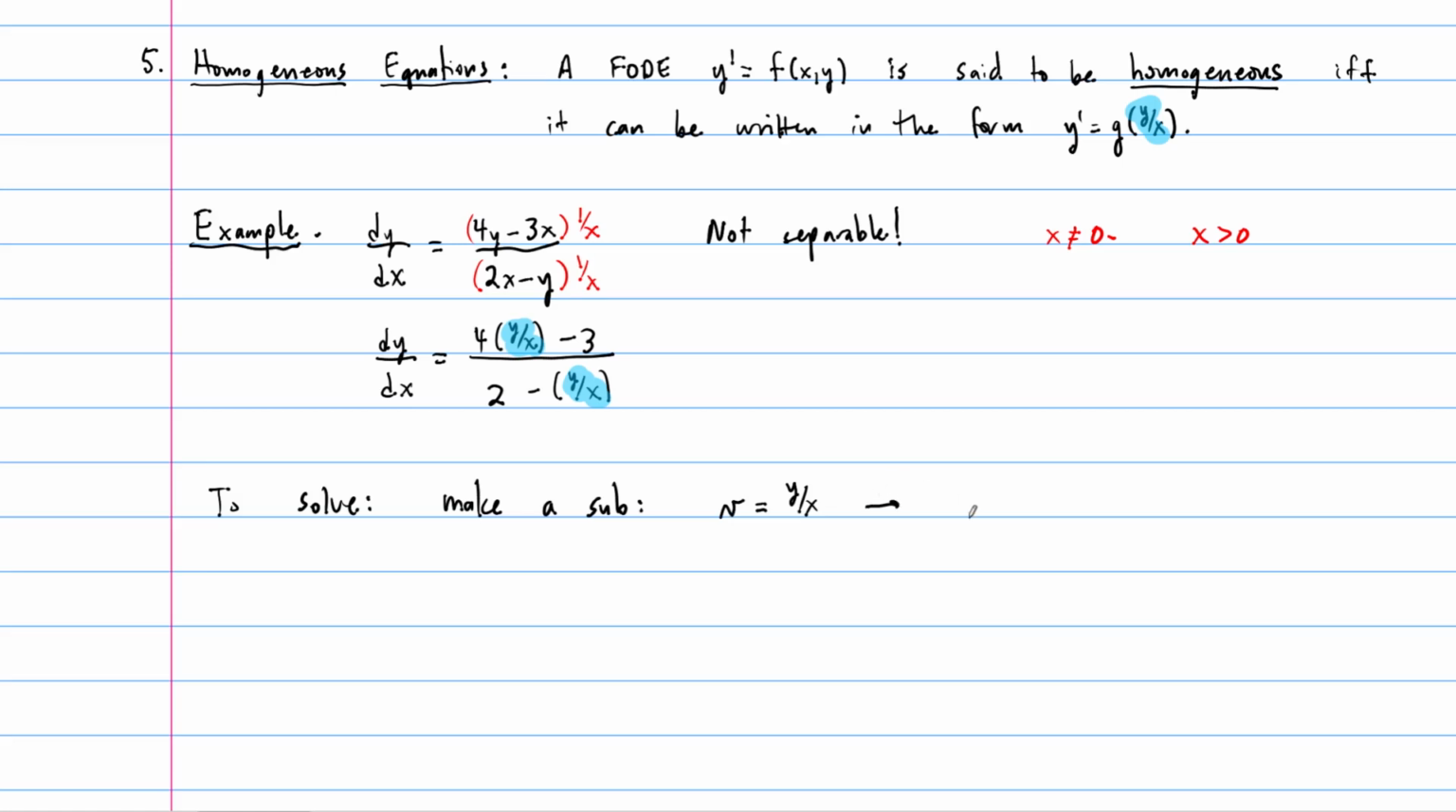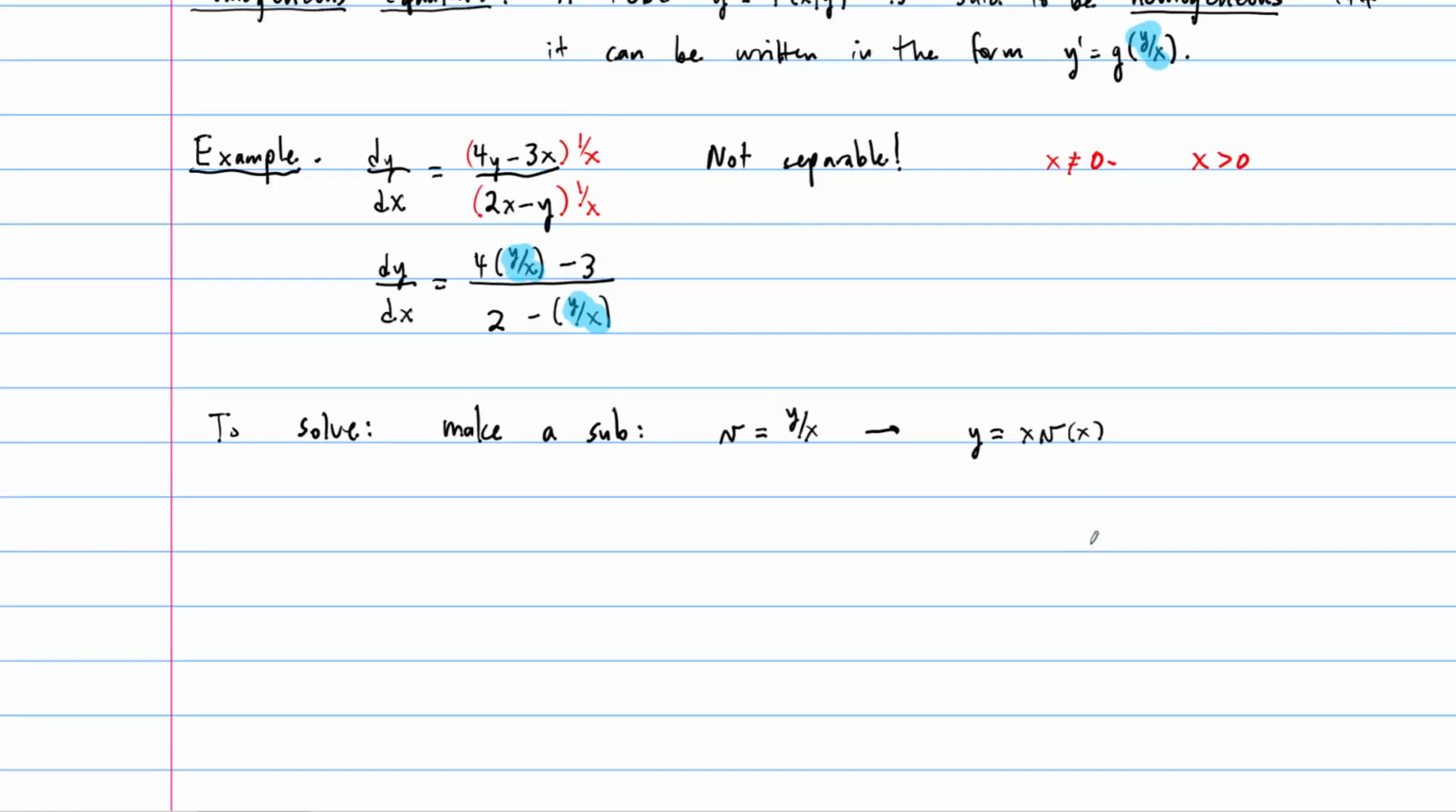So another way to write this would be that y is equal to x times v, right? And this v depends on x as well. So the v itself is a function of x. Okay? It's an unknown function of x. But what we're going to do is solve for this unknown function v now.